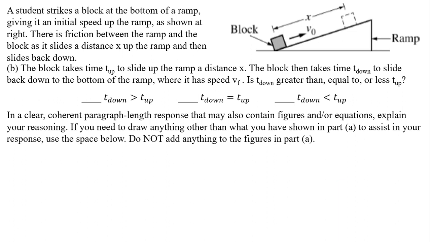Now, the block takes time t up to slide up the ramp a distance x. The block then takes time t down to slide back down the ramp to the bottom of the ramp, where it has a speed of vf. Is t down greater than, equal to, or less than t up? Now, be careful here. This is very tricky. In a clear, coherent paragraph length response, you may include figures and/or equations to explain your response. If you need to draw anything other than what you have shown in part A to assist in your response, use the space below. Do not add anything to the figures in part A.